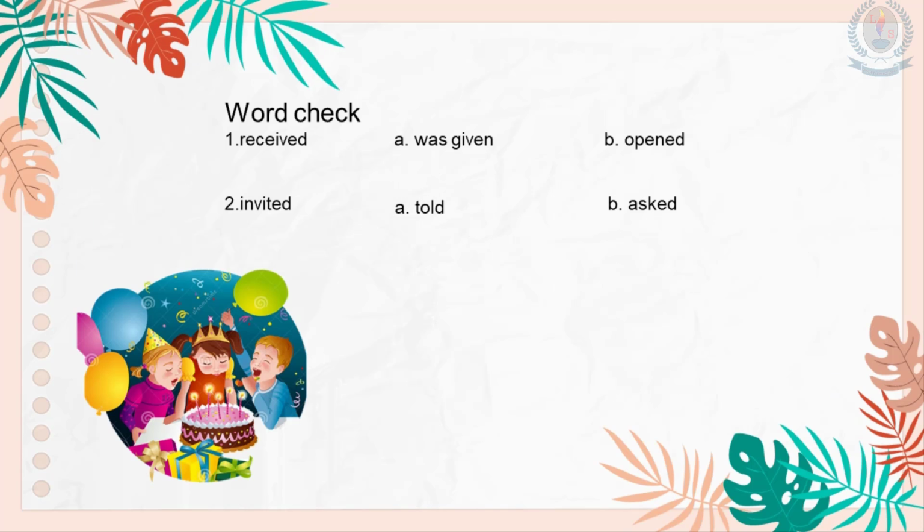Now, children, let's go to word check. You need to find the meaning of each word. So, as you all can see, there are two words given. In front of each word, two meanings have been given. Try to find the correct meaning. First one, received. According to this text, received means was given.